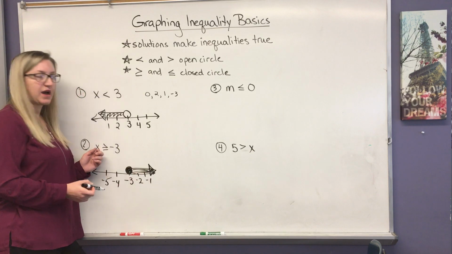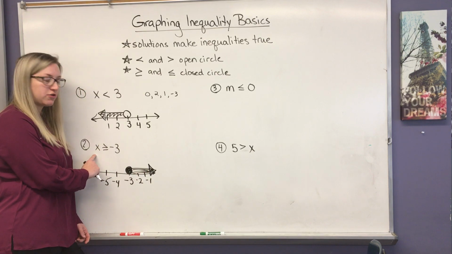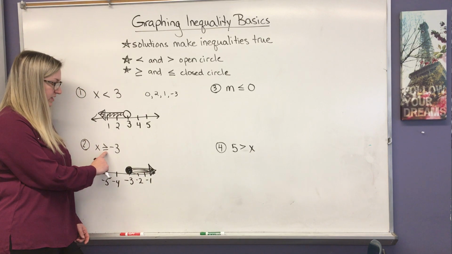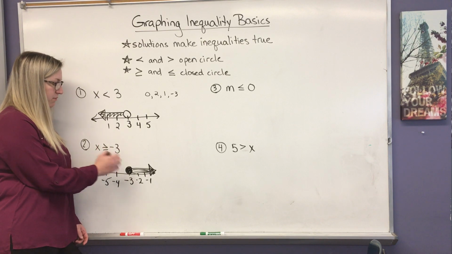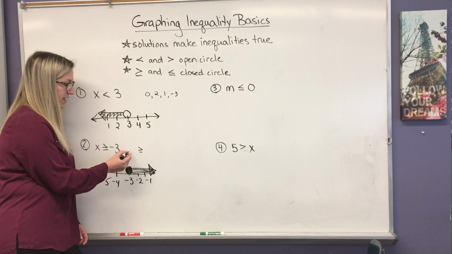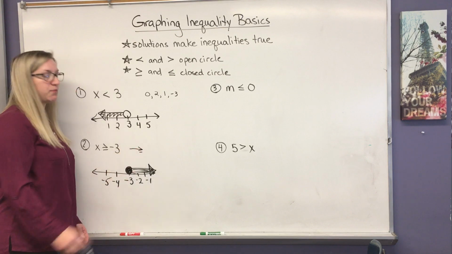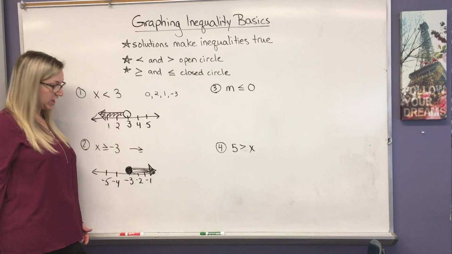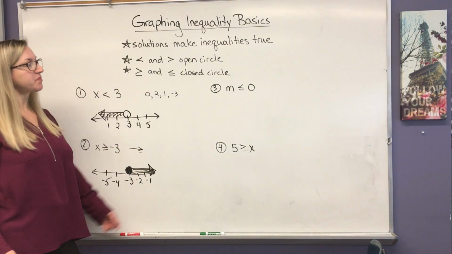You can also use a helpful hint as if you are in standard form. So if you have your variable, symbol, number, this symbol almost points and makes an arrow. And that points in the direction that you should shade, which is to the right.